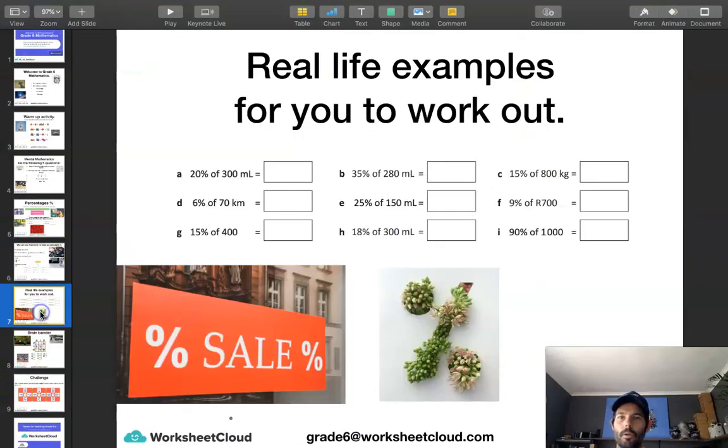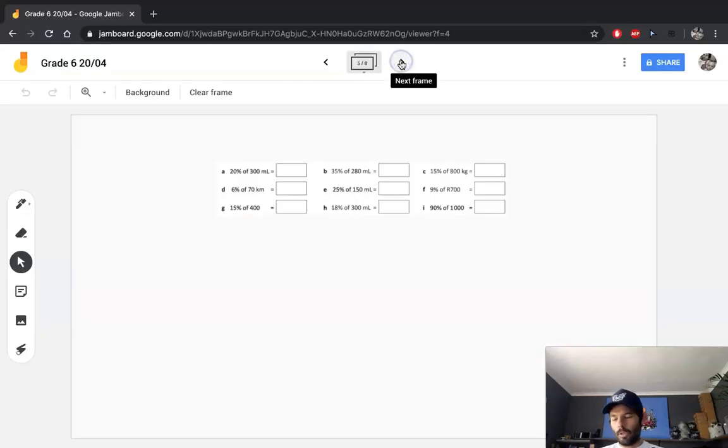Right, so real life examples for you to work through. You can choose whichever method you want. I'm just going to go through one method for you. Off you go and give these ones a good shot. Okay, guys, well done for working those out. So I'm just going to talk you through these.